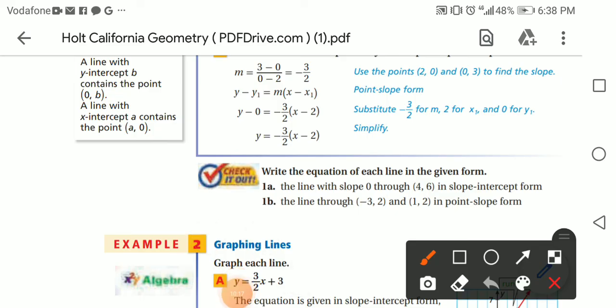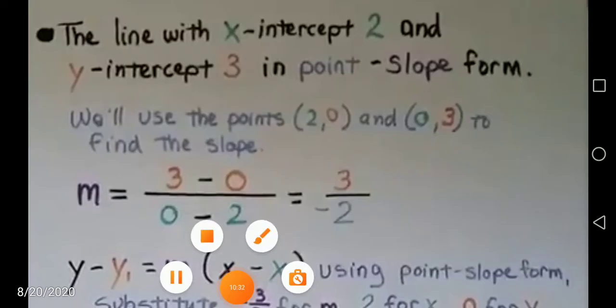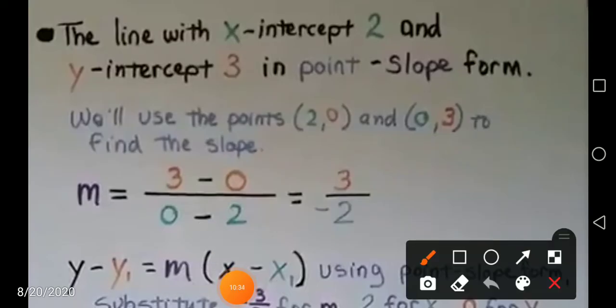Okay, dear students, moving to this exercise. The line with x-intercept 2 and y-intercept 3 in point slope form. Let's see how we can solve this one. As you see here, for the line with x-intercept 2 and y-intercept 3 in point slope form, we will use the points 2 and 0.